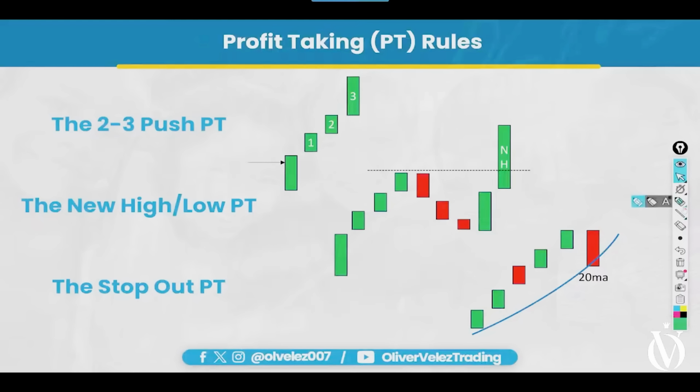The other profit take is actually a stop out profit take, where you're trailing, and you stop out on the break of a stock. So it could be you put your stop under this big bar, and the next bar breaks your stop. Or, in this case, you put your trailing under the 20, trailing under the 20, trailing under the 20, and you break and you're out there for a profit. So you can stop out for a profit. You can get a new high or new low for a profit. You can get a 2 to 3 push move for a profit take.